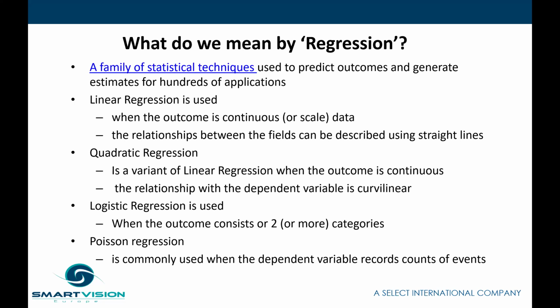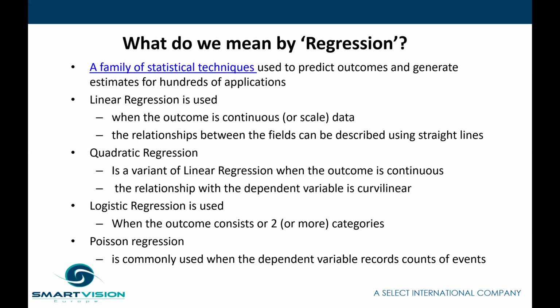A logistic regression is probably the second most commonly used form of regression after linear, and that's used when you have a category outcome, two or more categories. When it's two categories, it's called binary logistic regression. When it's more than two categories, like three different groups that you're trying to predict on, that's called multinomial logistic regression. And something which I'm working on currently, Poisson regression, we're doing a video on that.